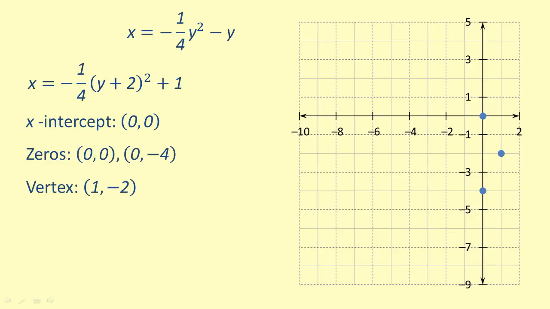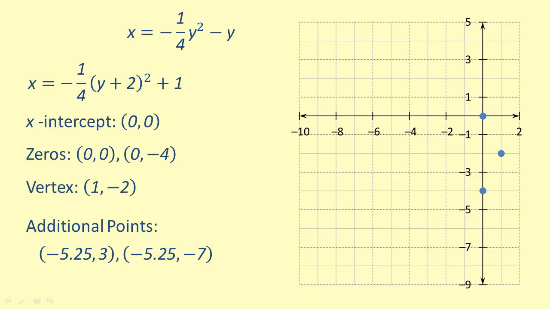If we evaluate the equation when y is equal to 3, we get an x value of negative 5 and 1/4. We get the same value if we evaluate the equation at a y value of negative 7. We plot these points, and our parabola is really taking shape. Now we just draw a smooth curve through these points, and we're done.